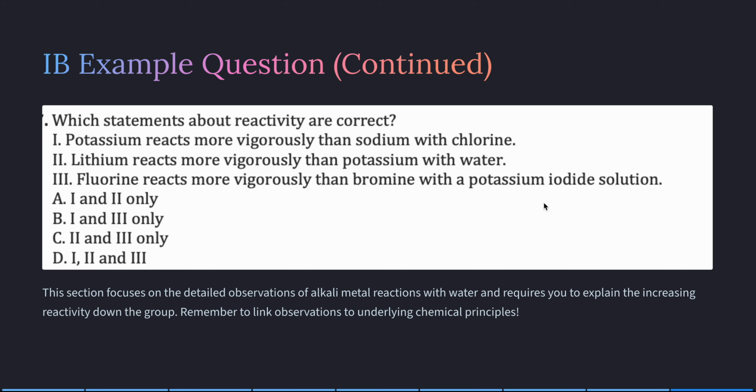3: Fluorine reacts more vigorously than bromine with a potassium iodide solution. I had briefly mentioned in this video that for group 17, the halogens, the reactivity increases up the group. The first element we see is fluorine, which is the most reactive, and anything under that is less reactive. So number 3 is correct. We know that number 3 and number 1 are correct. Hence, the correct answer is B.